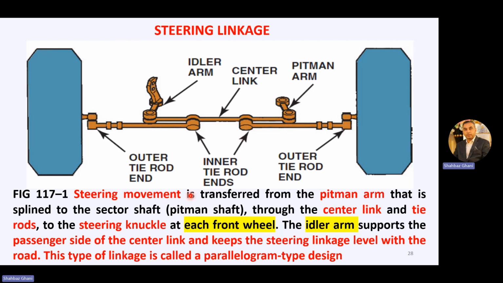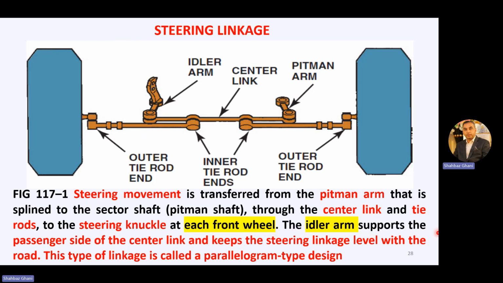The steering movement is transferred from the pitman arm. So this is your pitman arm, from where the steering movement is transferred from the steering wheel to this steering linkage. That is splined to the sector shaft, the pitman shaft, through the center link. This is your center link and tie rod ends, and this idler arm is on your passenger side. The tie rod ends are linked to your steering knuckle at each front wheel.